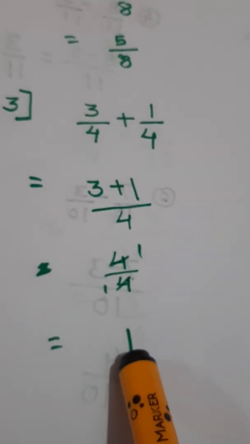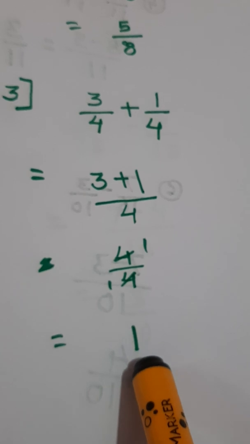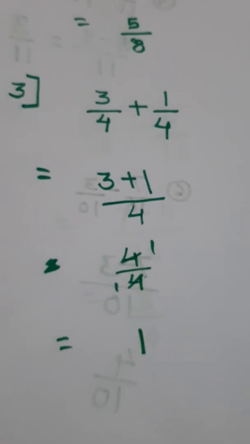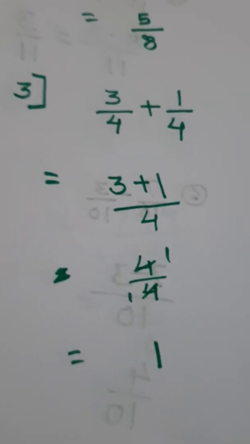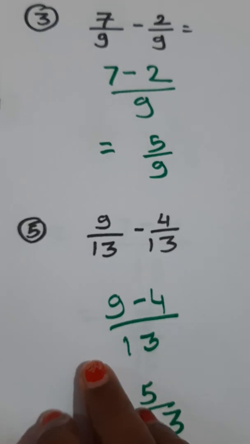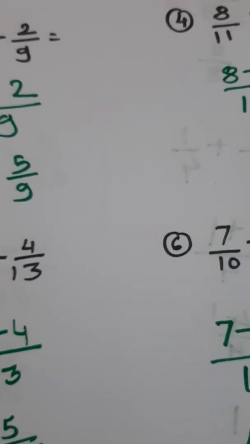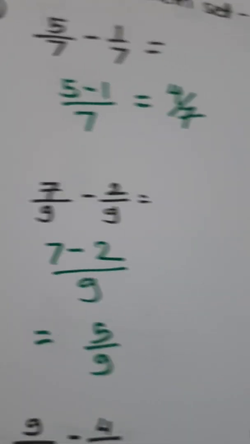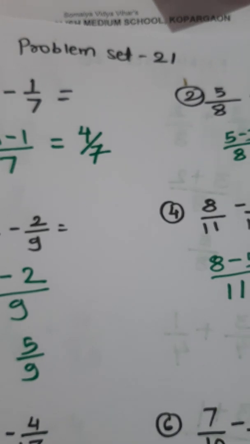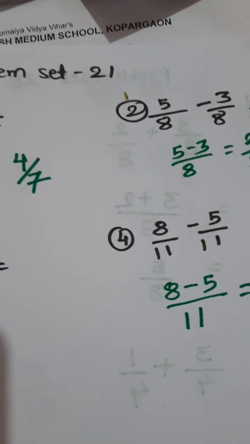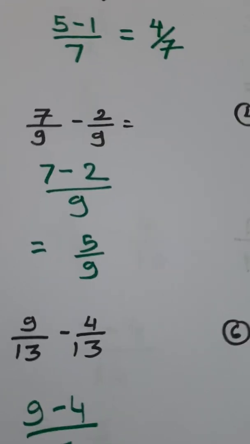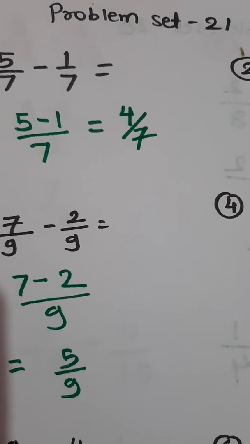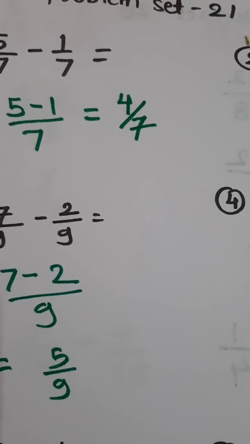It means what? Boys and girls of standard 5th have cleaned the whole field, the complete field, total field. Got it? Now we see the next problem set, subtraction of like fractions. It is the same way we solved practice set 20, only what is the difference? There we have added the fractions, here we have to do the subtraction. So let's see the first problem.